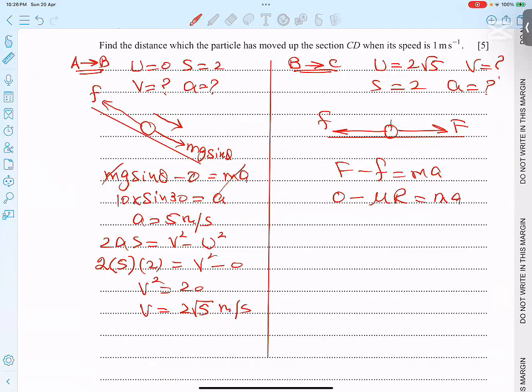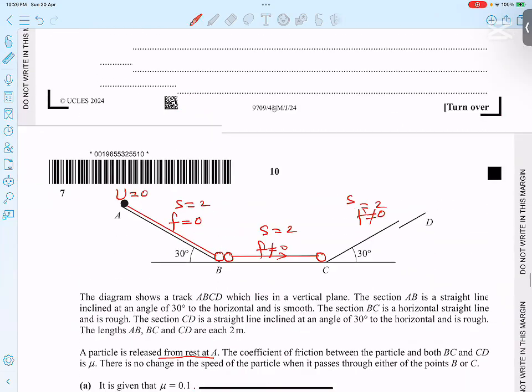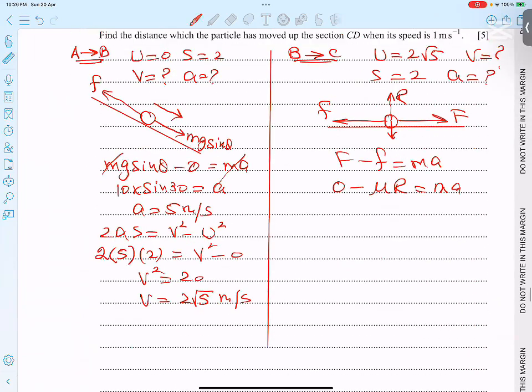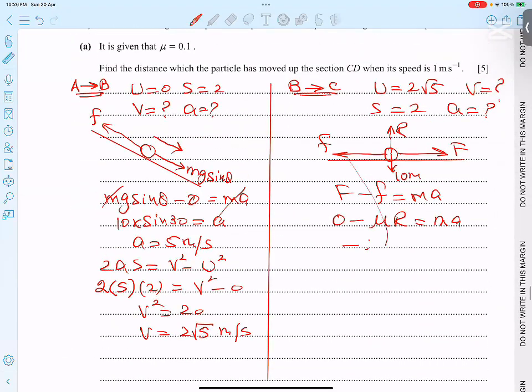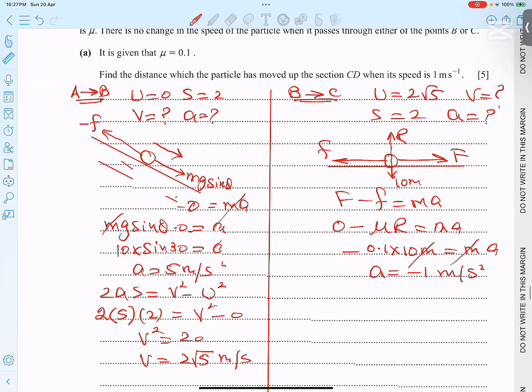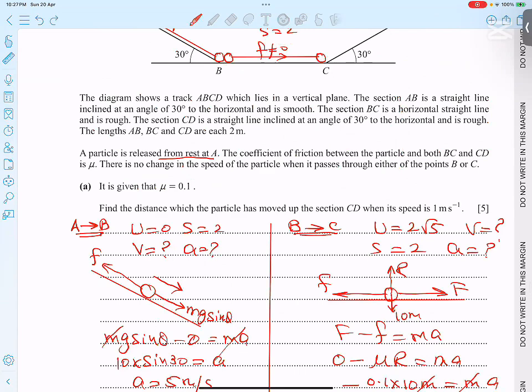And when a particle is there, capital R is mg. What is the mass? Mass is unknown. So I can say this is 10m. So I'm writing here negative mu, which is 0.1. You see, it is given here as 0.1. So I'm writing 0.1 into 10m equals ma. Mass cancels, and I got -1 meter per second square acceleration during the horizontal track.